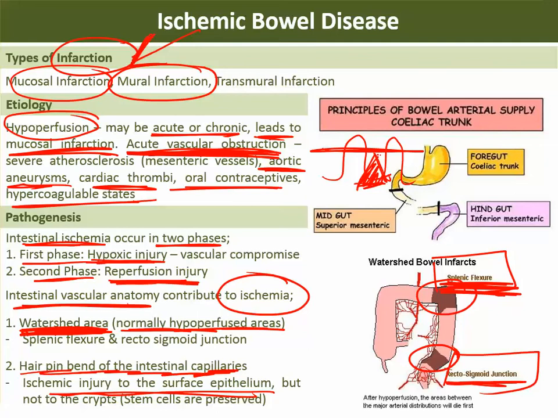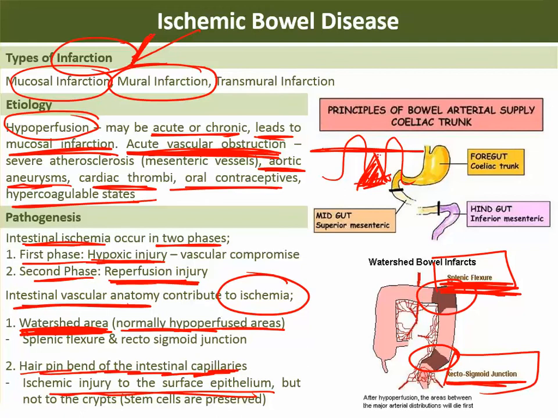See, in the villi, the blood supply enters through the capillary centers and comes out like a U-shape, like a U-turn, like a hairpin bend. So the blood supply goes down, comes up above, and slows down. So the mucosal surface epithelium can go for ischemia. But in the crypts, there are stem cells that are not affected.